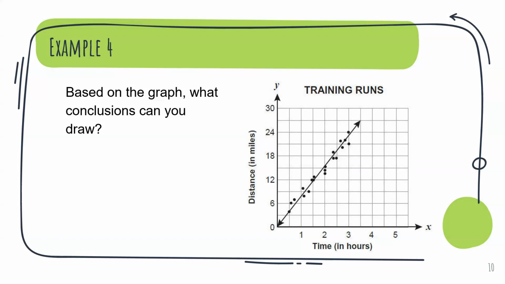Okay, so this one already has a trend line drawn in here. It says, based on the graph, what conclusions can you draw? So this is a graph of training runs. So this would be maybe somebody going out training for a marathon. They're out there running. So the time in hours is our independent variable on the x-axis. And on the y-axis, we have the distance. So depending on how much time we spend running, how much distance we covered.